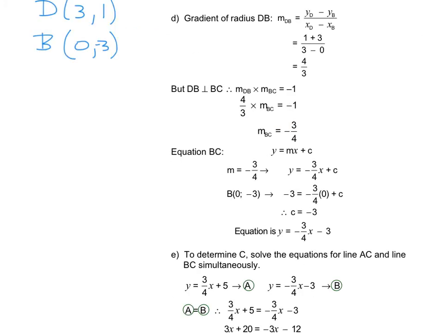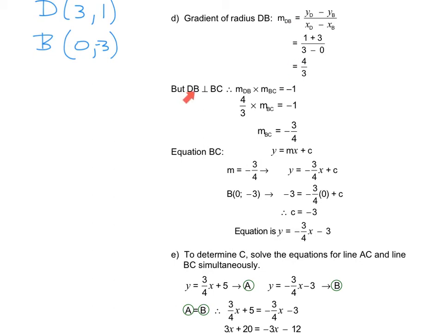Question D is done in exactly the same manner. First, I determine the gradient of the radius DB by using my gradient formula, and I take the y of D minus the y of B over x of D minus x of B. Then I do my substitution. I took the 1 minus the -3, which becomes a +3. Then at the bottom, the 3 minus the 0 is also substituted. 1 plus 3 is then 4, and 3 minus 0 is 3. So the gradient of the radius DB is 4/3.